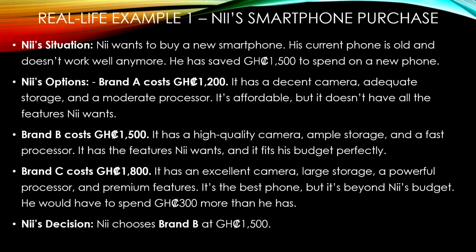Let's go to brand C, which costs 1,800 Ghana cedis. It has an excellent camera, large storage, a powerful processor, and premium features. It's the best phone. However, it's beyond Ni's budget. He would have had to spend 300 Ghana cedis more than he has. Ni chooses brand B at 1,005 Ghana cedis.